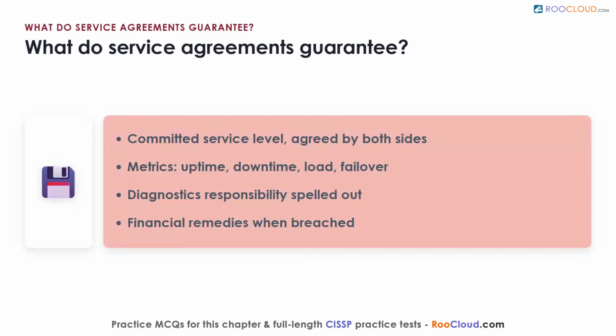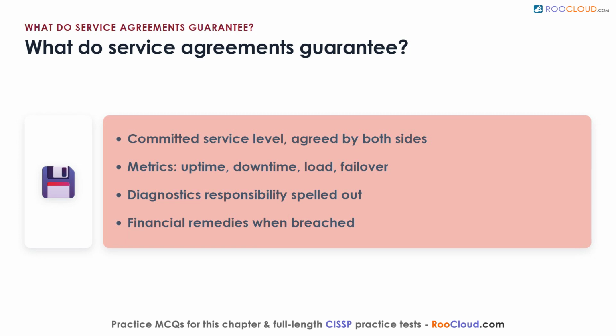What do service agreements guarantee? A service level agreement sets the level of service a provider commits to deliver, agreed by both sides, and it is wise to put one in place for any data circuit, application, database, or other component vital to staying in business. These agreements spell out concrete metrics, like system uptime as a percentage, maximum consecutive downtime, peak and average load, who handles diagnostics, and how quickly failover happens.